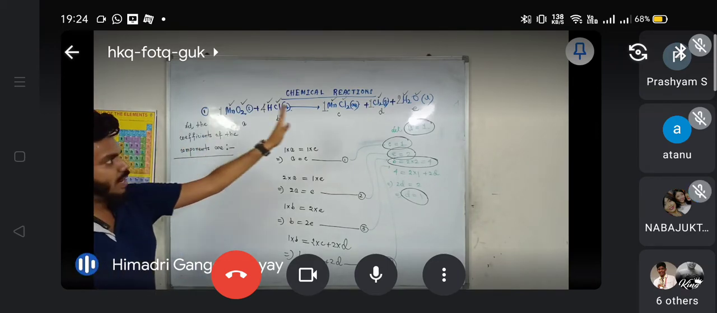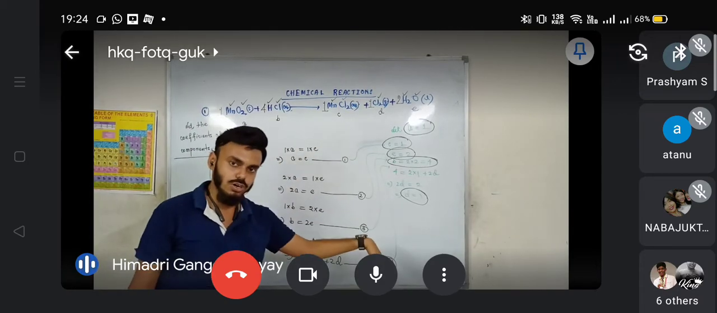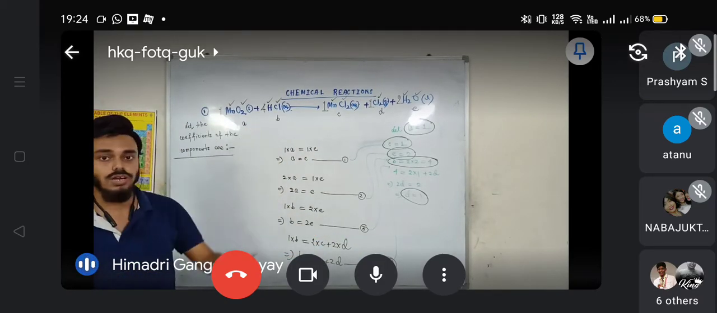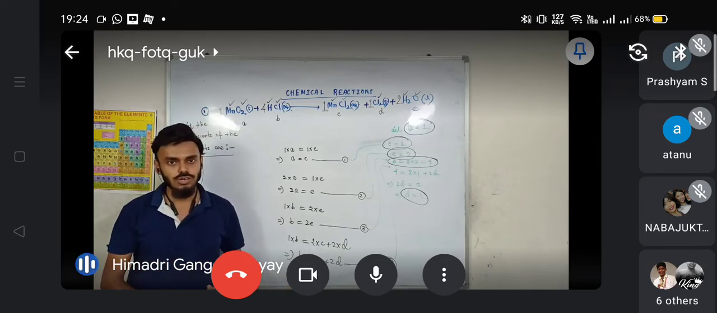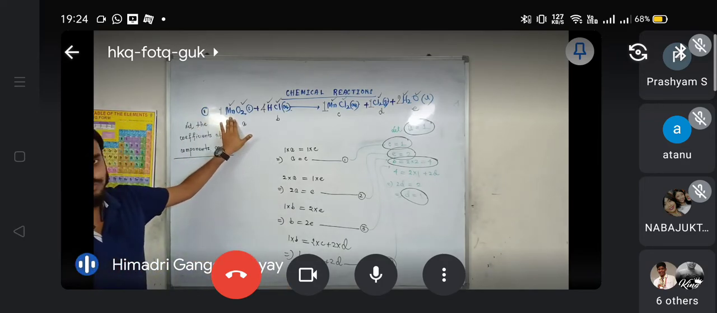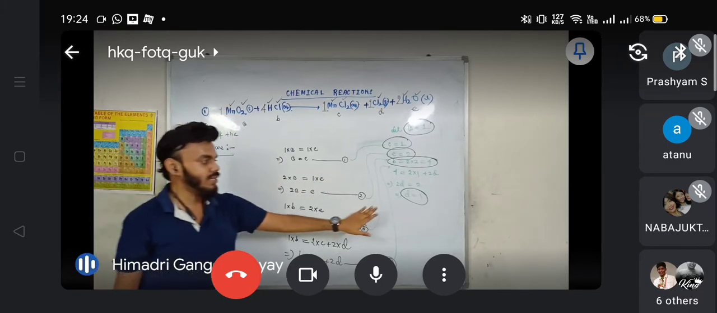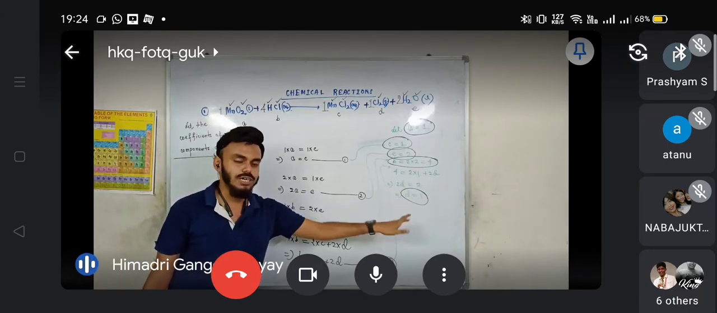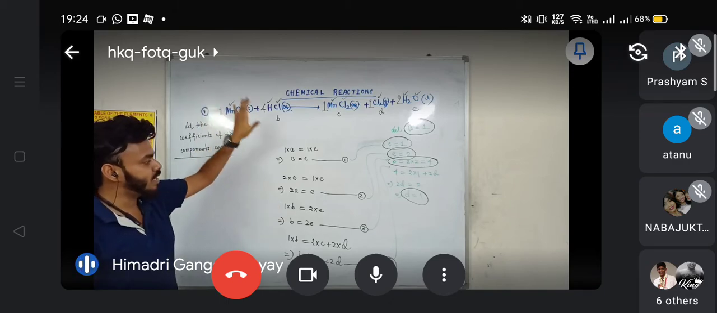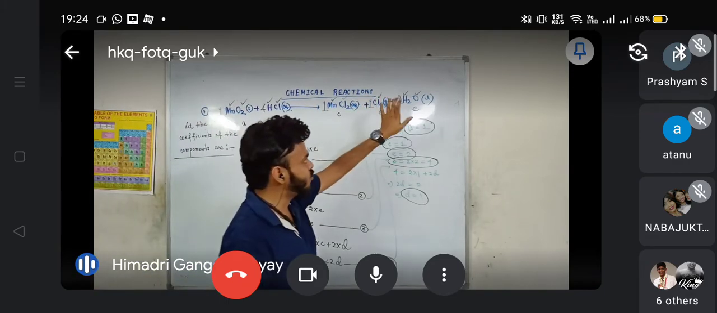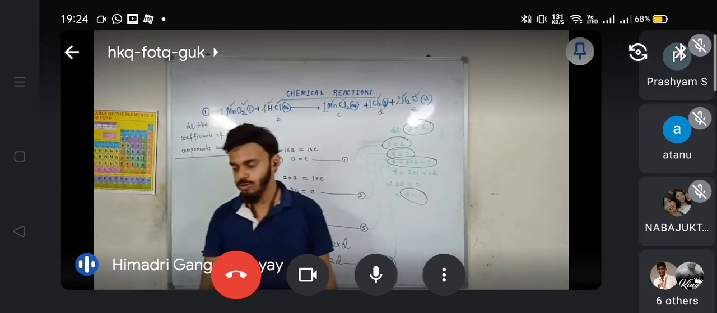So this is the balancing technique using algebraic method, and you are getting that after using the hit and trial method, the result was the same as the result that has come after using the algebraic method. So the final answer, MnO2 plus 4HCl gives MnCl2 plus Cl2 plus 2H2O.